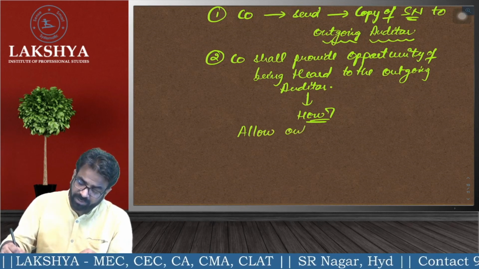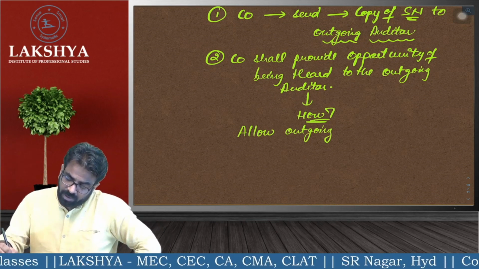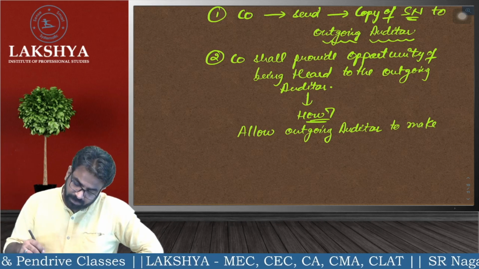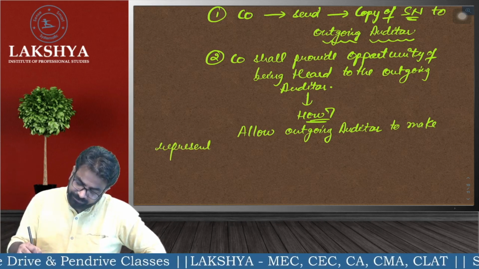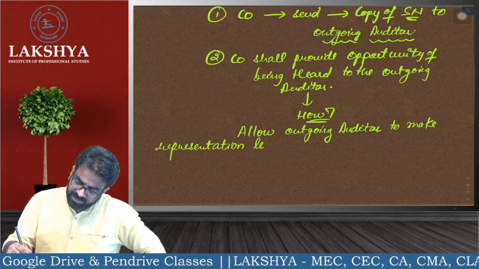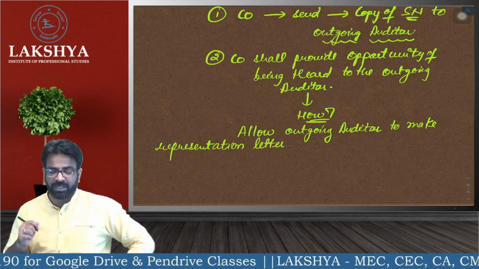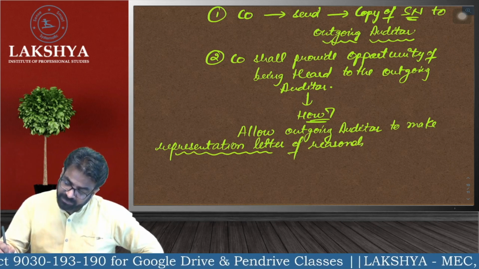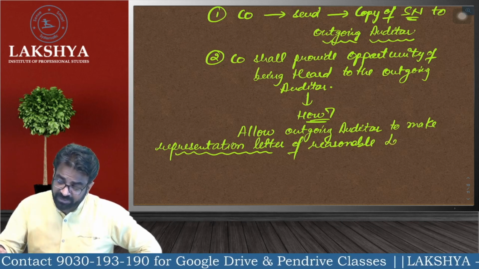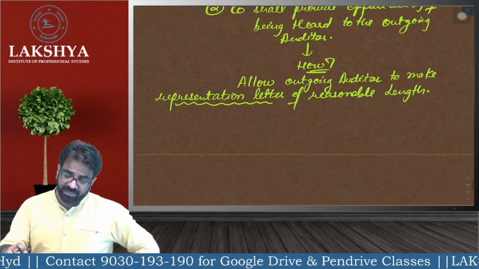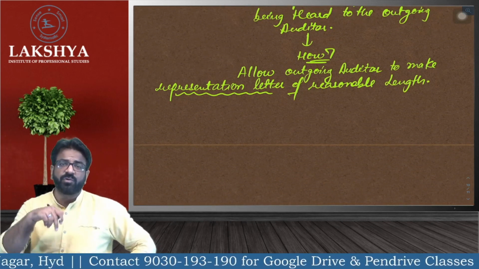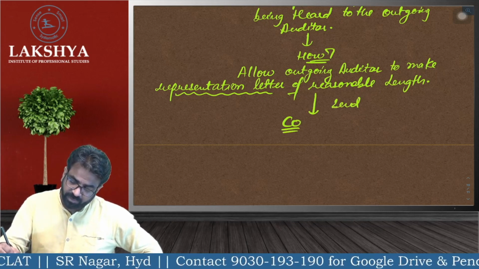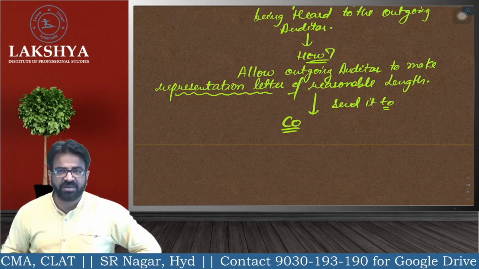Allow the outgoing auditor to make a representation letter. To make which letter, sir? Representation letter of reasonable length. To make a representation letter of which length? Reasonable length. And this representation letter of reasonable length will be sent to whom? It will be sent to the company. I hope everyone is clear.